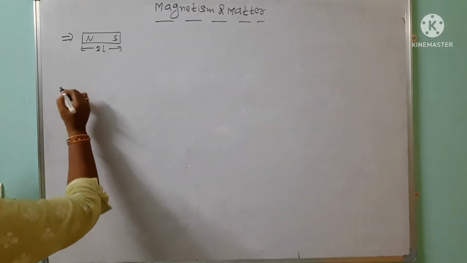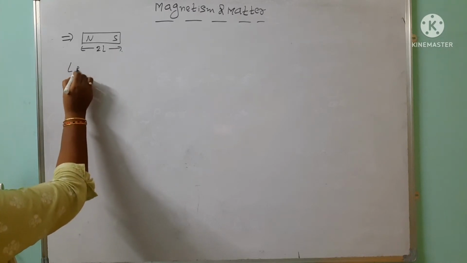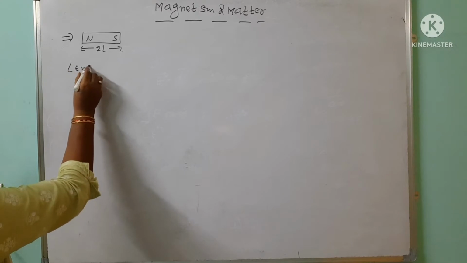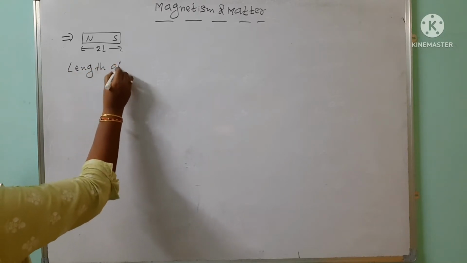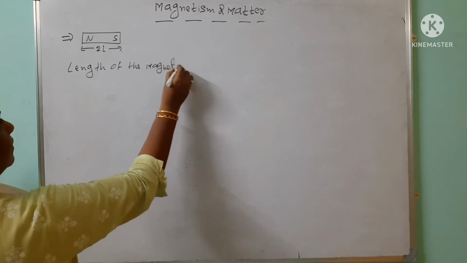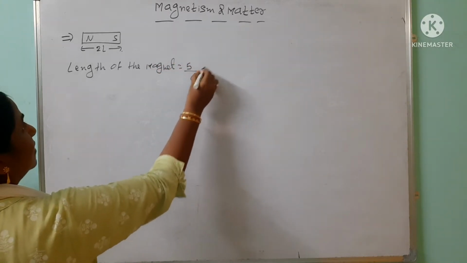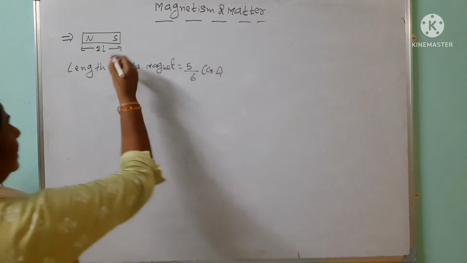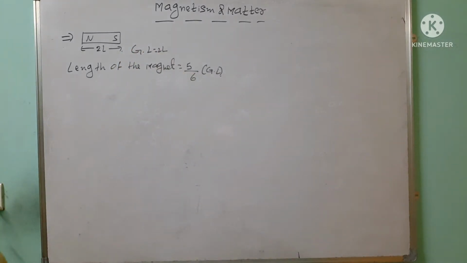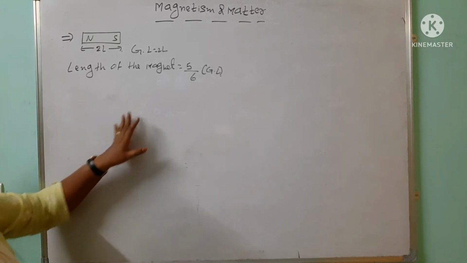Here 2L is the geometric length, but the length of the magnet equals 5 by 6 times the geometric length. Here the geometric length is how much? 2L. This is the geometric length, and with the help of this we can find out the length of the magnet.